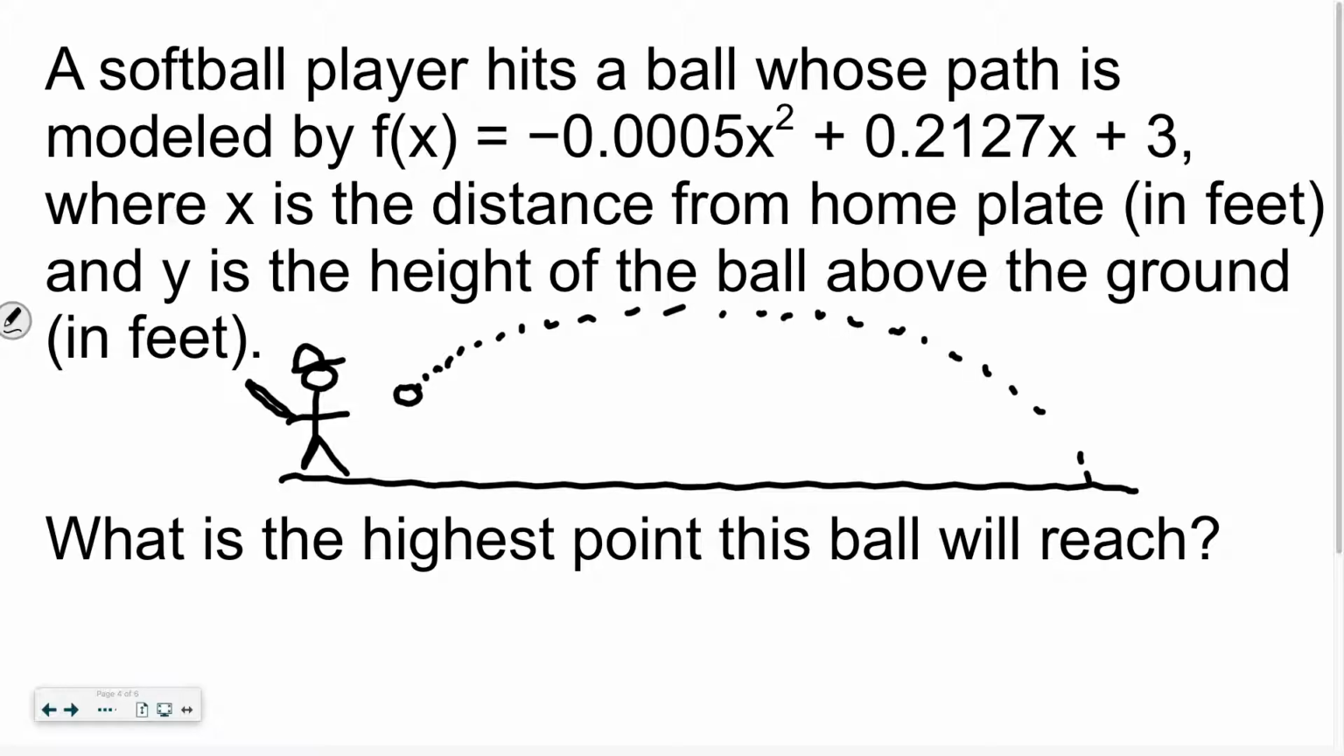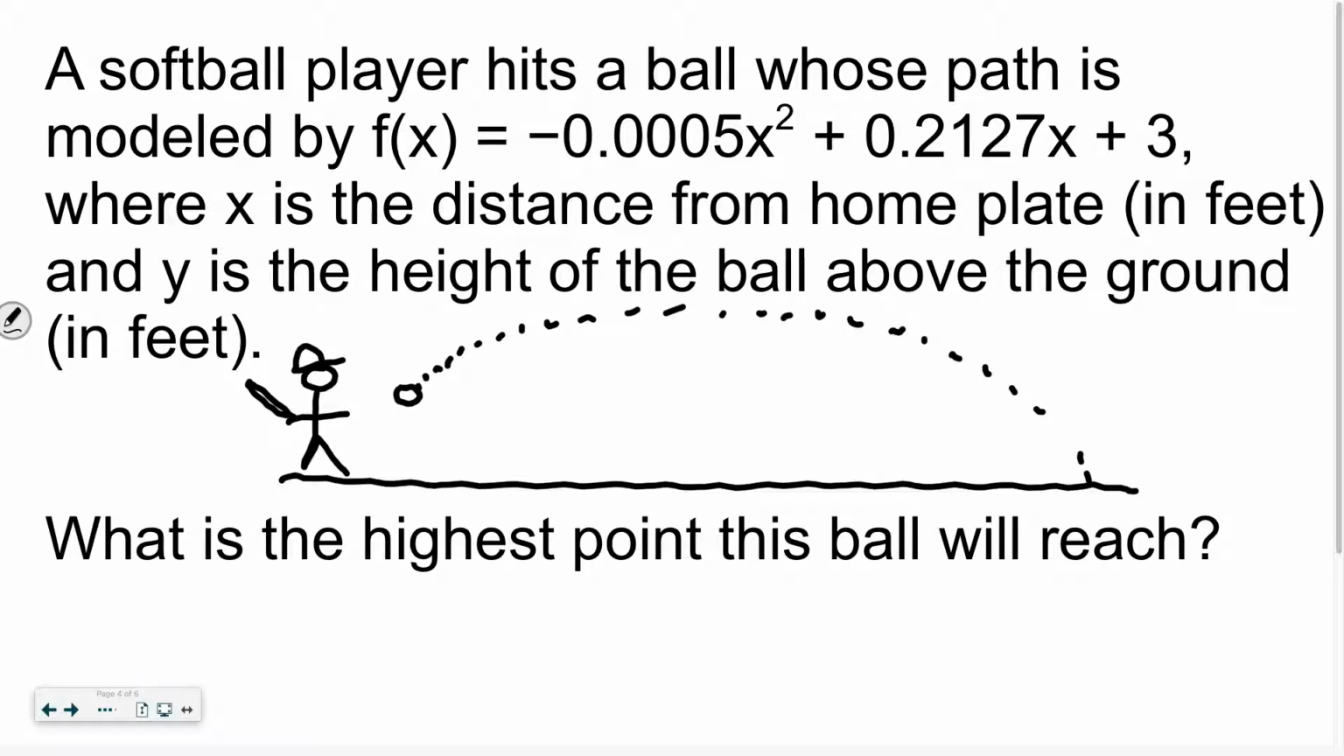Notice our model has a negative in front, and it's got this really, really small value of a. Think about that. When the a value is really, really close to 0, you're vertically shrinking your parabola, and it has nowhere to go but out. So it's really, really wide. Okay, so this is modeled by that function. X is the distance from home plate. Y is the height of the ball.